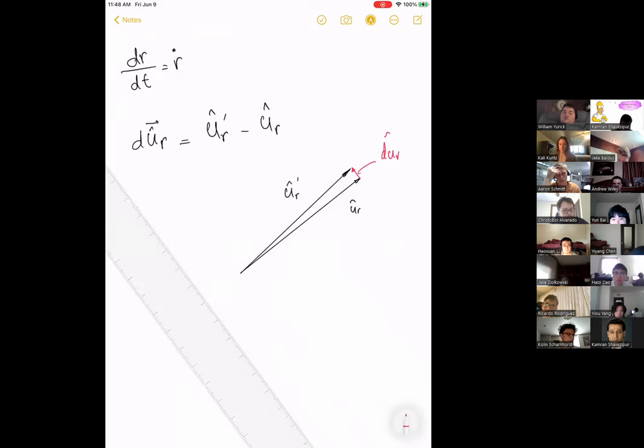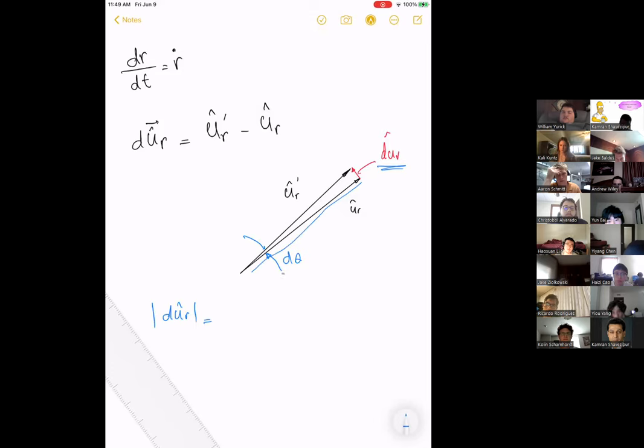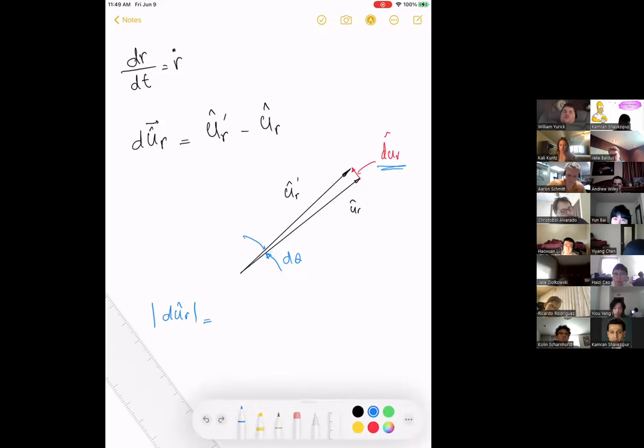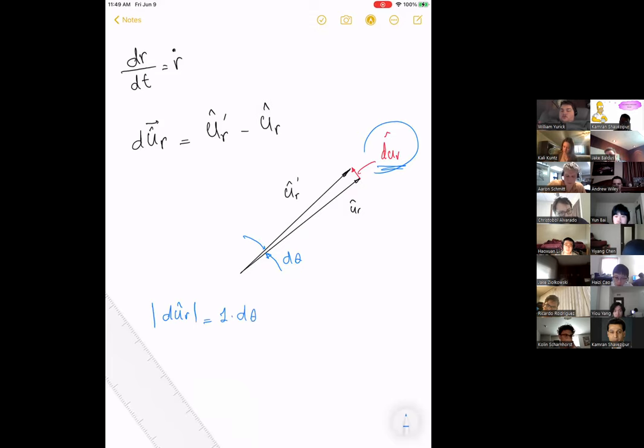dUR. How much is this angle again? You guys can tell me. Delta theta. d theta, right? Okay. If this angle is small, can I say the magnitude of dUR, which is this guy, is equal to the radius times d theta? Yeah. How much is the radius, this length? R. One, because this is a unit vector. So if that's the case, I can say the magnitude of dUR, this guy, is going to be 1 times d theta. Correct? Which is technically d theta.